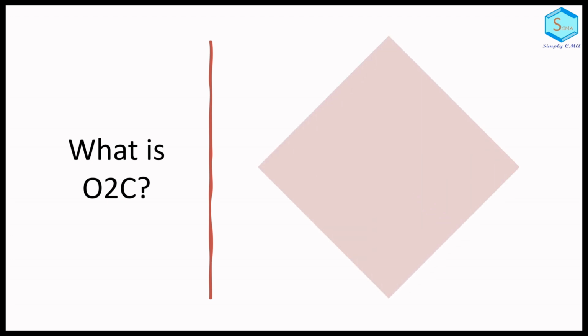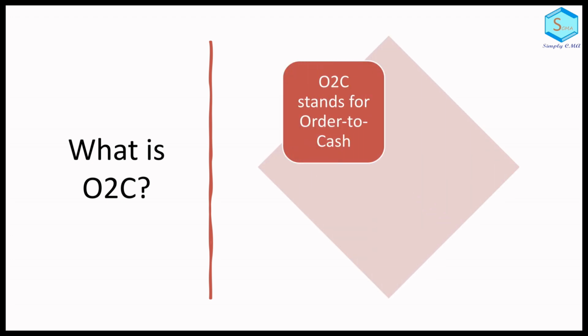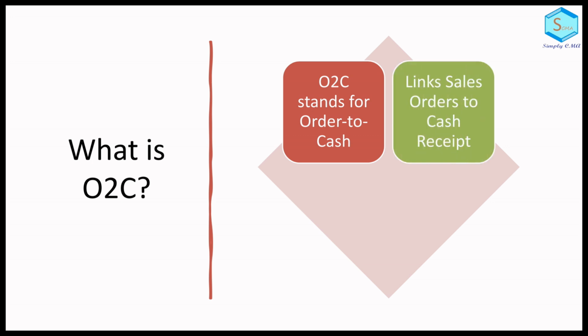The O2C process, also known as order to cash, refers to the complete cycle from when a customer places an order until the company receives payment.